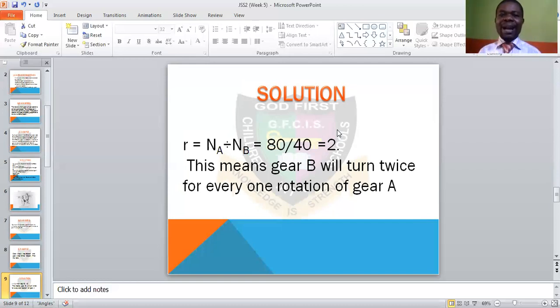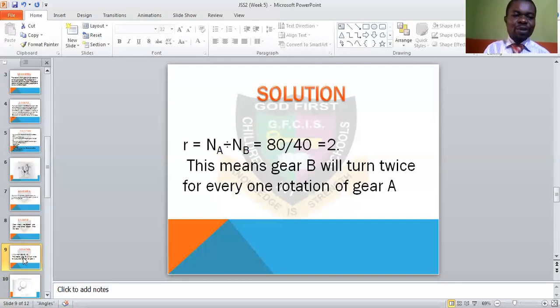Okay, enlargement. So this means gear B will turn twice for every one rotation of gear A. That is the meaning of that. I think I've discussed that because gear B has 40 teeth and gear A has 80 teeth. So these two multiplied by this 40 will give you this 80. That is what we mean by that.